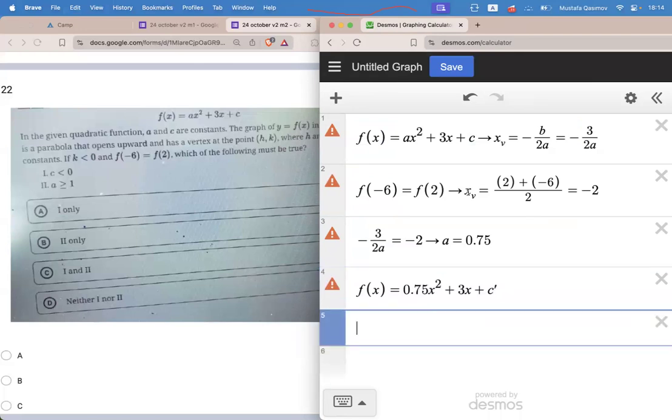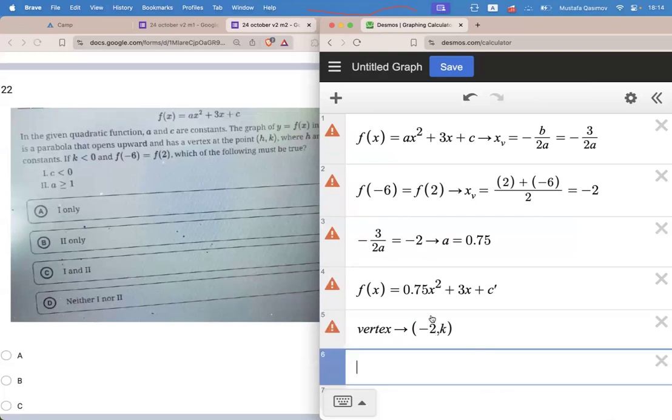Okay, then we know the x vertex. Let's write like that: the vertex point is equal to h and k, and we know that the x vertex is negative 2. Then let's use it. k is equal to 0.75 times x squared, where x is negative 2, plus 3 multiplied by negative 2, plus c.